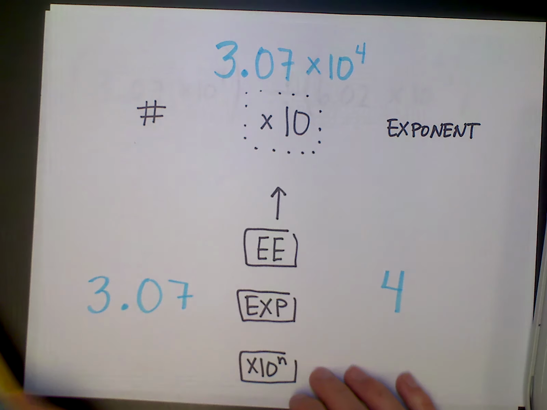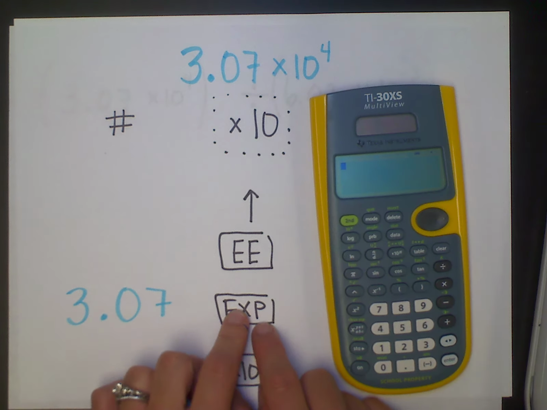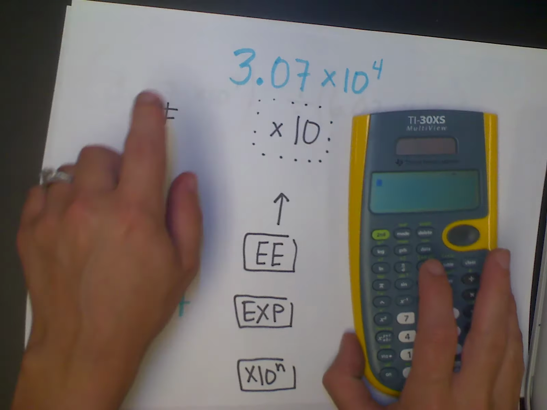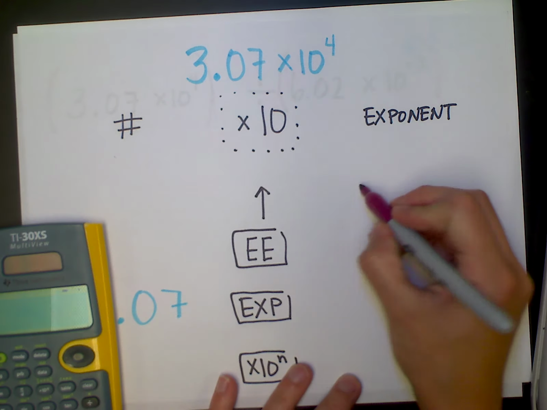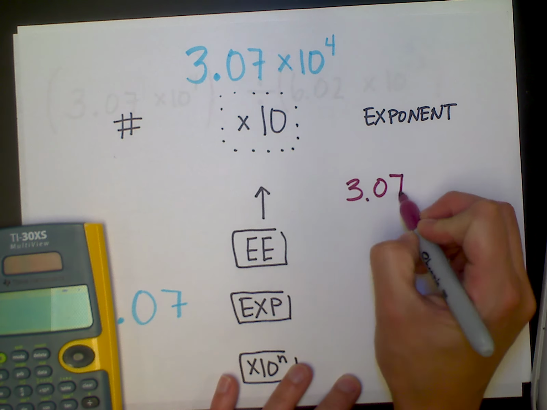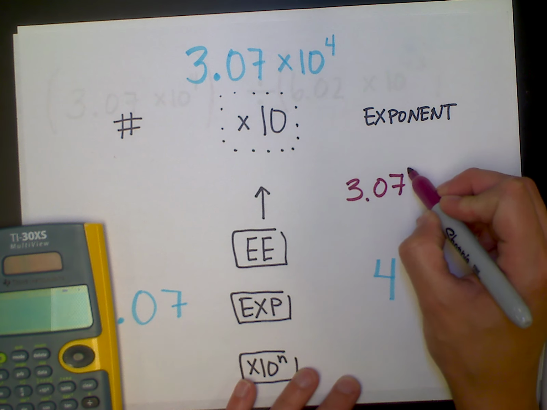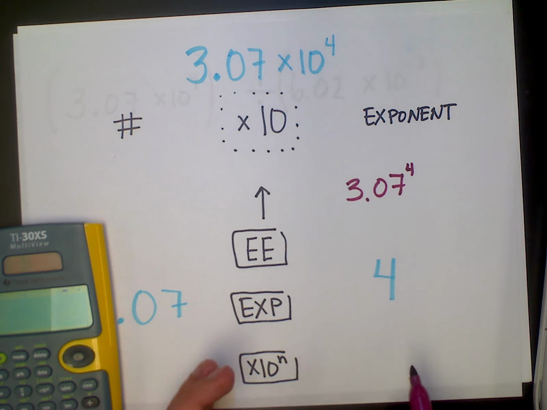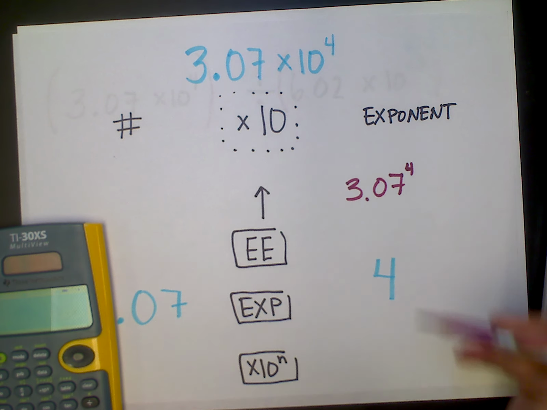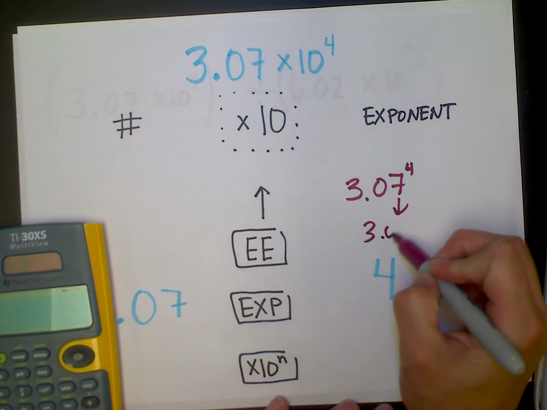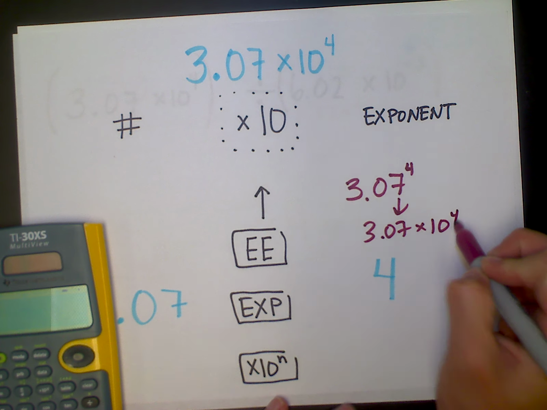Last one's the ones we have in here. If you have the EXP, it's the same thing. You're going to do 3.07 EXP to the 4th. Those ones are a little bit weird because in your calculator it will look like 3.07 and then the 4 will be up here. It'll almost look like it's to the 4th exponent. It's not. It's just a weird notation that happens with a lot of those EXP calculators. Realize that it's really trying to say 3.07 times 10 to the 4th.